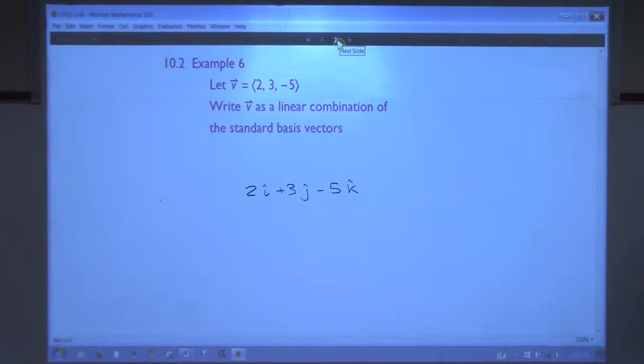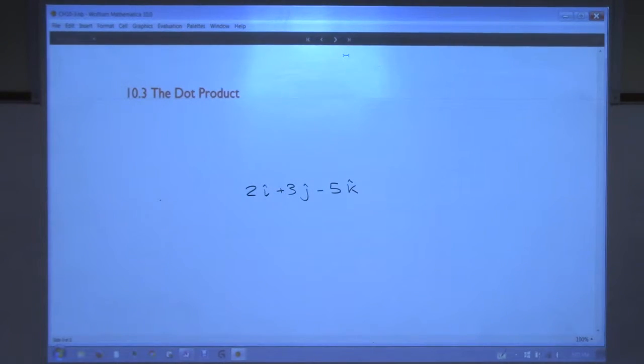When you do your homework, the problems they give you a mixture of both. All right? Is that it? Okay, 10-2 is over. And everyone knows where the homework for 10-2 is, right? Okay. All right, let's talk about now the dot product.